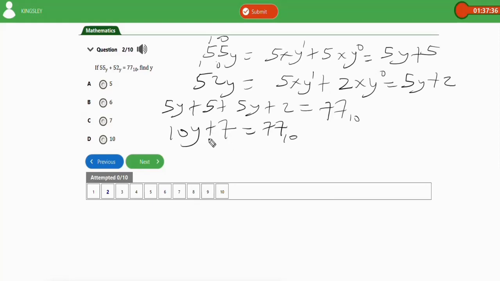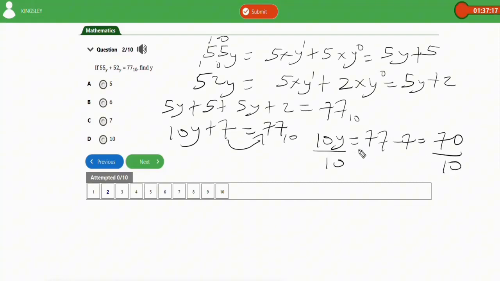So everything now is in base 10. So this 7 will cross over the equality sign and change the sign. We're going to have 10y equals 77 minus 7, which gives you 70. At this juncture, divide both sides by 10 to make y the subject of the formula. So 10 cancels itself, and 70 divided by 10, the output is 7. So the correct option to this question is option C, which is 7. So the value of y is 7.